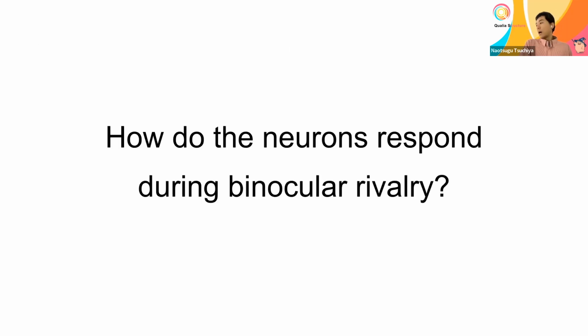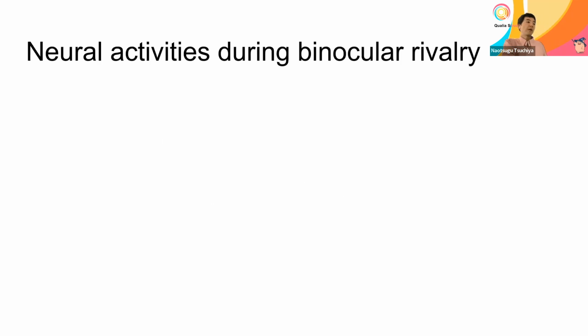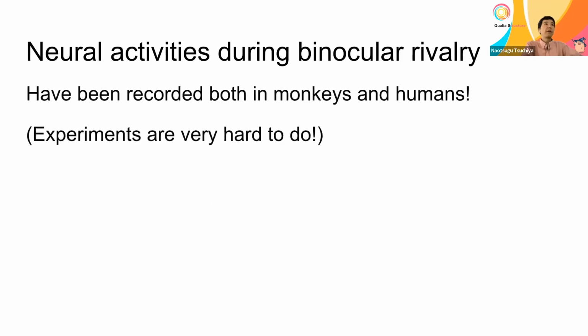All right. So the next section asks this question: how do the neurons respond during binocular rivalry? Neural activities during binocular rivalry have been recorded both in monkeys and humans. The experiments are very hard to do, but it has been possible.